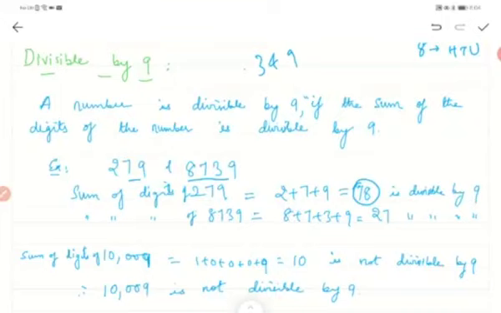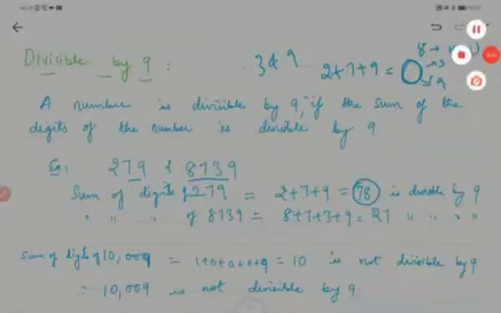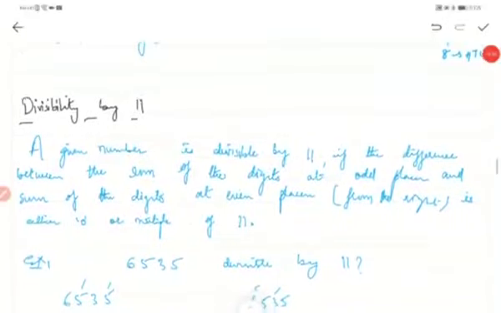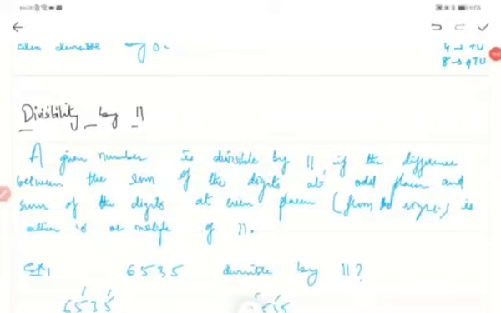The number given, you will add its digits, and the result you get, you're going to check whether it is divisible by 9 or not. For the divisibility test for 3, you will check whether that digital root is divisible by 3 or not. Okay, so 3 and 9 are similar, and the divisibility test for 11 we will do in the next video.